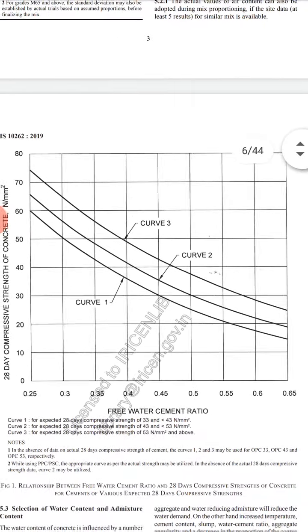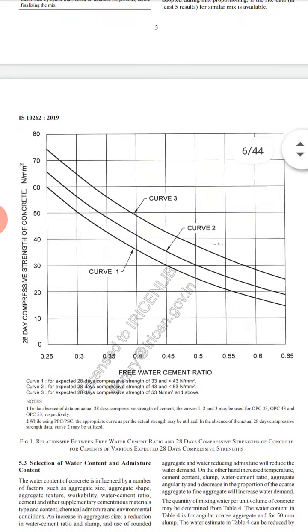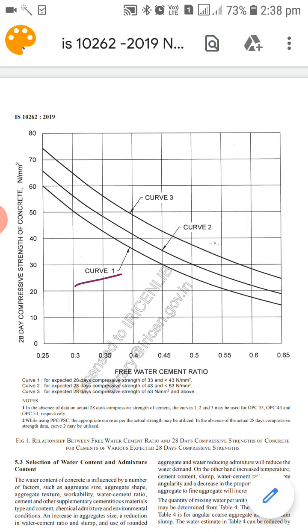This is figure 1 from IS 10262-2019. Here there are 3 curves given: curve 1, curve 2 and curve 3. The choice of curve depends upon the type of cement given. If it is OPC 33, then you have to choose curve 1. If the cement given in the question is OPC 43, then choose curve 2. If it is OPC 53, then choose curve 3.